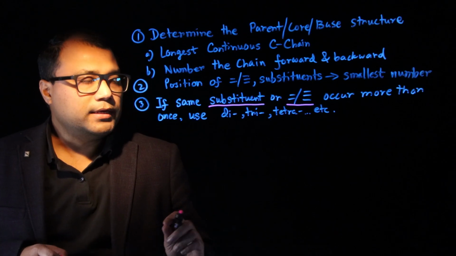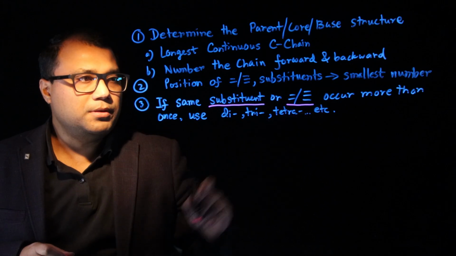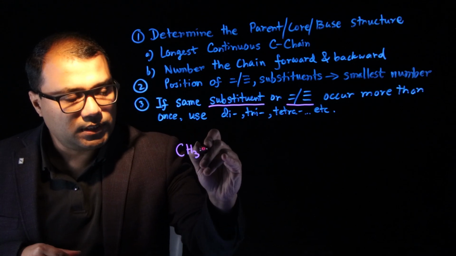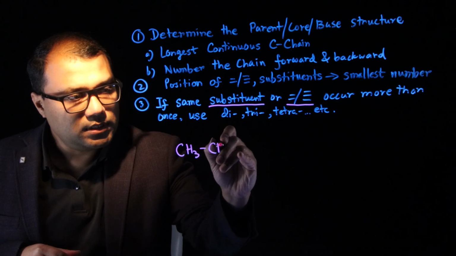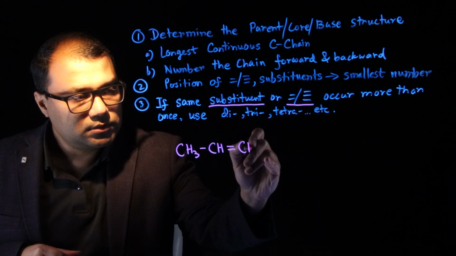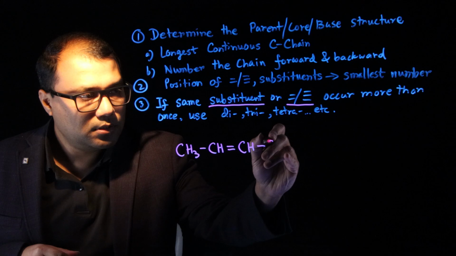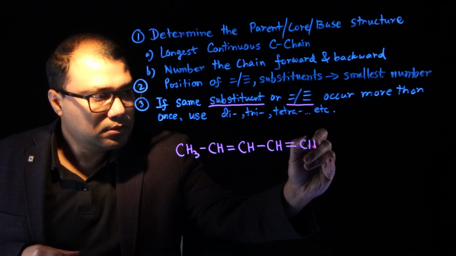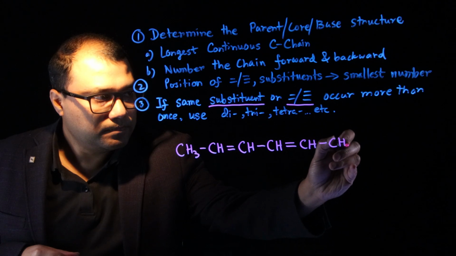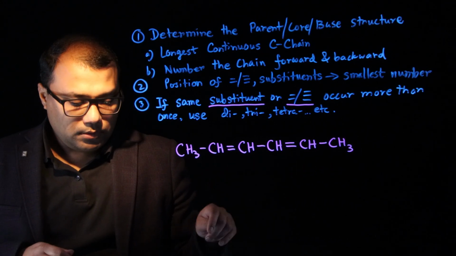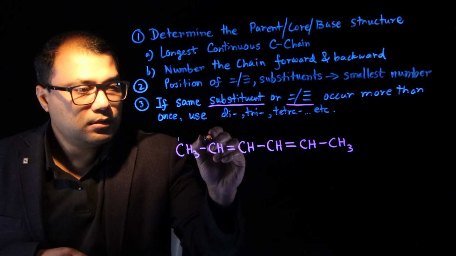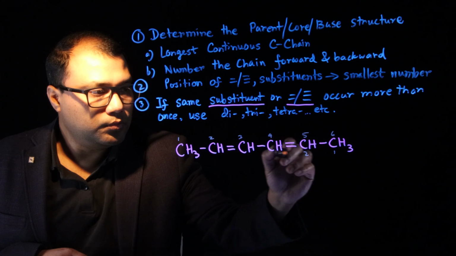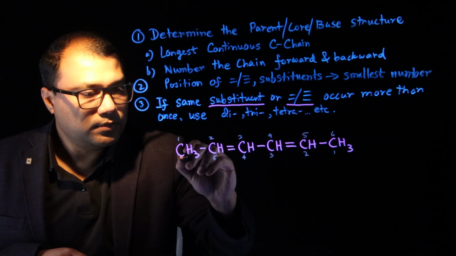Let us now look at a case when we have multiple double or triple bonds in the base structure. Let's take an example. Let's say CH3, CH, double bond, CH, single bond, CH, double bond, CH, CH3. Okay. So this one, let's number it. 1, 2, 3, 4, 5, 6. 1, 2, 3, 4, 5, 6.